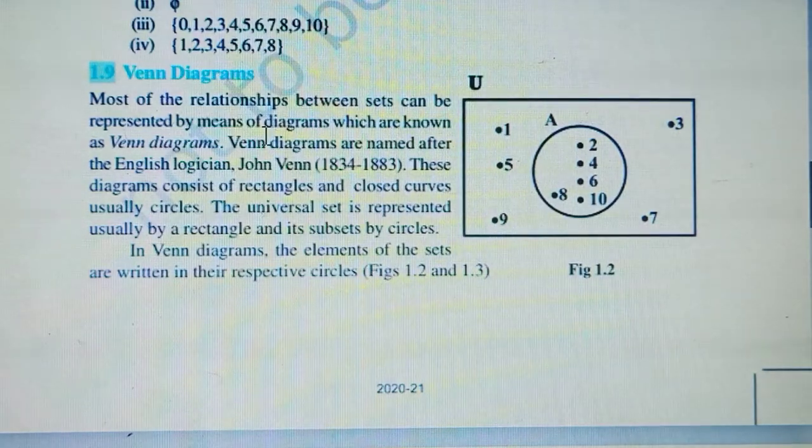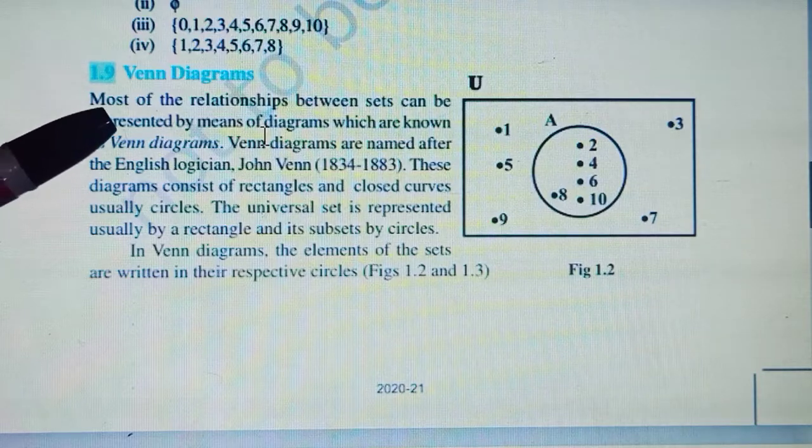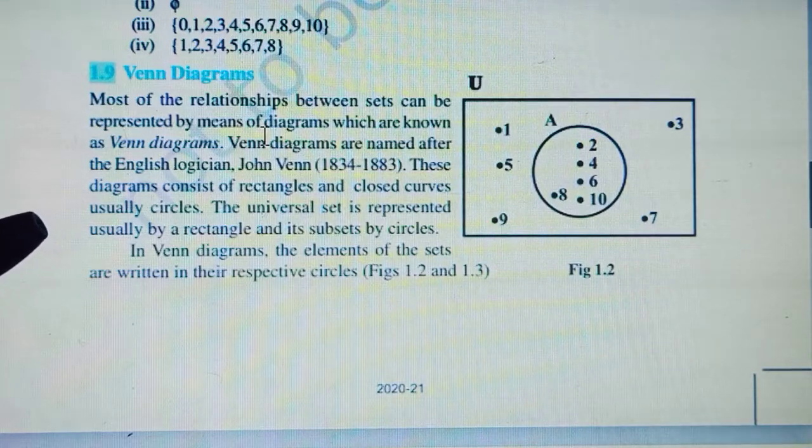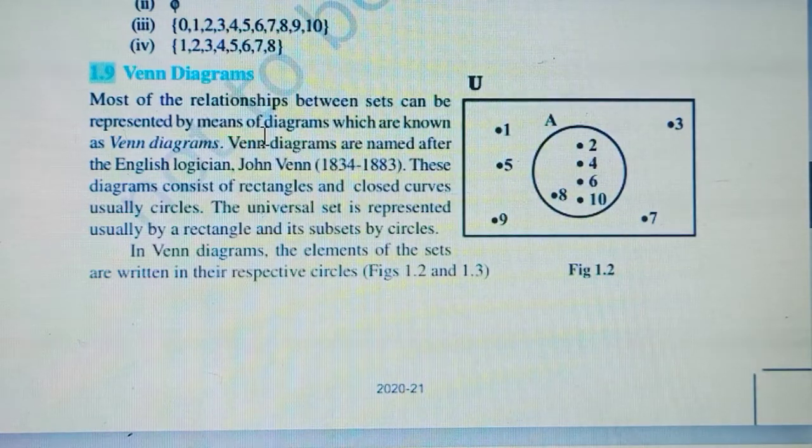Class 11, your important topic starts with the introduction of Venn diagram. So what is a Venn diagram for sets? A diagrammatic representation of sets, we can say. Till now we have seen different ways of expressing or representing a set. Now, when we represent a set through diagrams, that is called a Venn diagram.